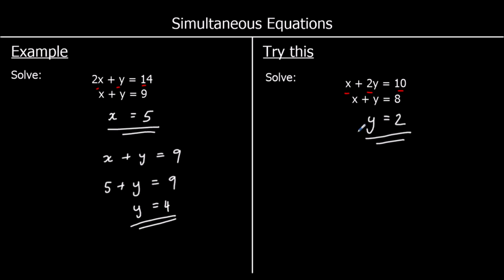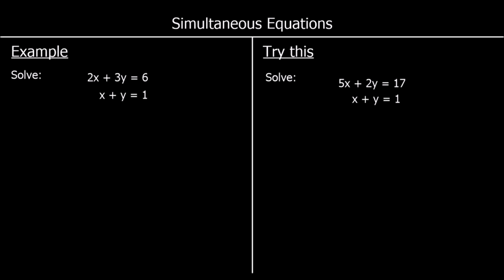And we can use this in one of the equations to find x. So x plus y is equal to 8. If y is 2, which it is, x plus 2 is equal to 8. And I take away 2 from both sides and get x is equal to 6. So y is 2 and x is 6. We have solved the simultaneous equations because we've worked out what x is and what y is.